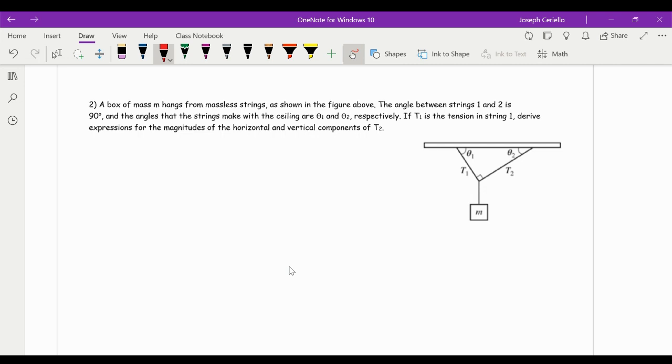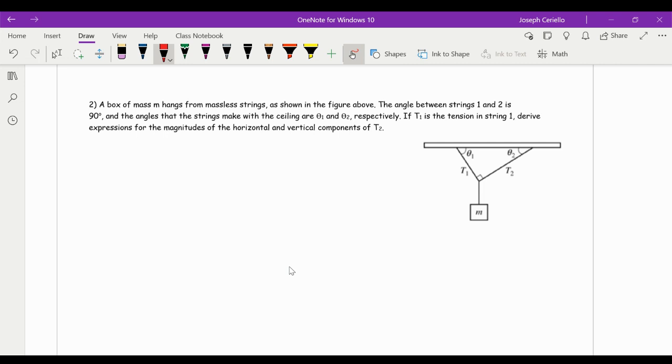All right, so let's see what's going on in this question. A box of mass m hangs from massless strings. We have a couple angles there, a couple tensions. Just look at the picture for a moment. If T1 is the tension in string 1, derive an expression for the magnitudes of the horizontal and vertical components of T2.